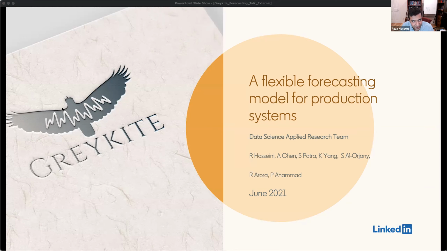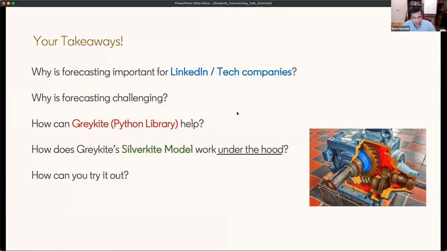Yeah, thanks for the invitation. I'm very happy to present our work. This is joint work, like Jerry said, with Albert, Shayan, Kaishu, Saad, Rachid, and Parvez. Basically, I'm going to present our work from LinkedIn, trying to build a forecasting method that works well in production systems. What I'm going to cover is why forecasting is important for tech companies like LinkedIn.